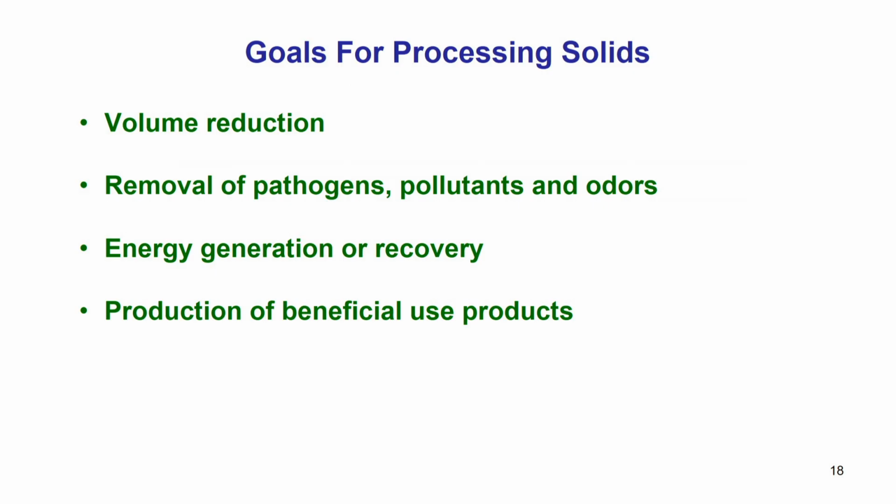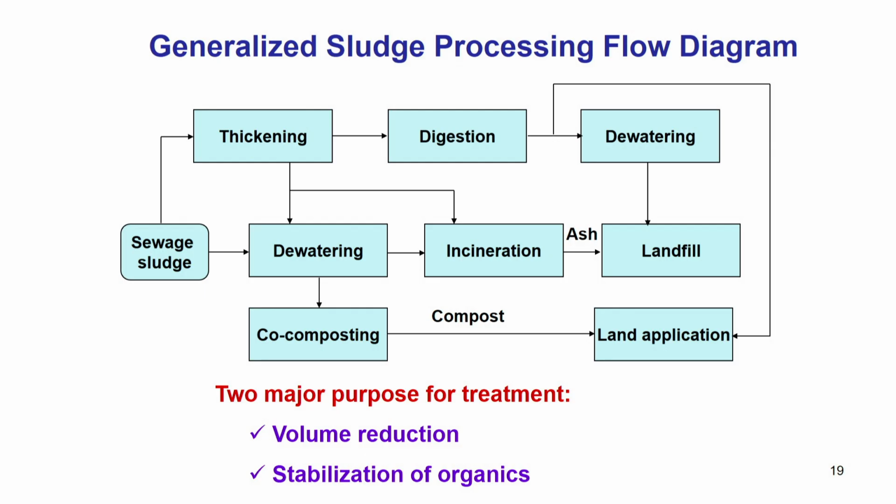So the goals for processing solids: one thing is volume reduction, the second thing is we can remove pathogens, pollutants and odors, third one is energy recovery after its generation, and the last one may be production of beneficial use products. For example, we can again produce some compost kind of material.